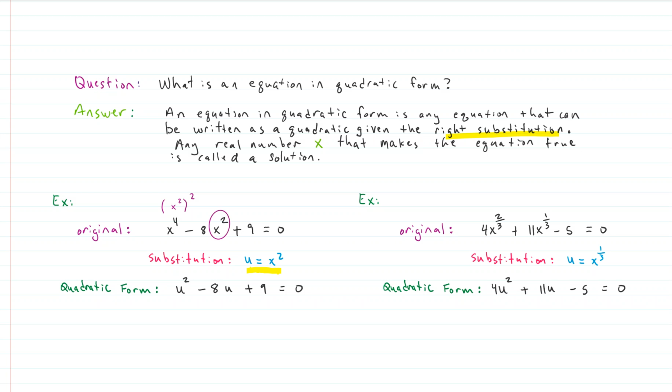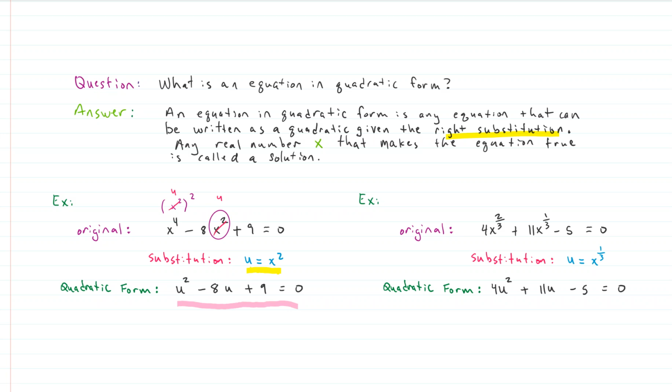Then notice we already have an x squared in the second term. So if we use the substitution u equals x squared, then this x squared becomes u, and the whole thing squared becomes u squared. So in the end, we have u squared minus 8u plus 9 equals 0, and that is a quadratic. So the substitution u equals x squared made the original equation a quadratic.